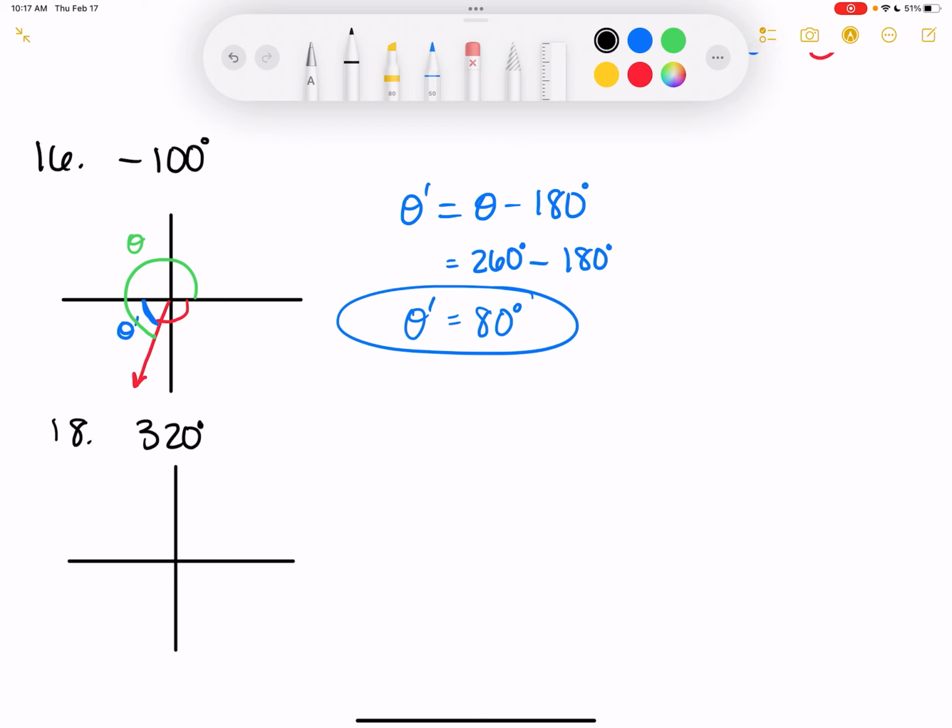All right, so 320 degrees. So I start here. Oh, wrong color. One second. Red. Try to keep this consistent with colors. So I start here and I go around. That's 90, 180, 270. So how much farther do I need to go? 50. Okay, so just ballpark. And then whatever it is for quadrant 4 is theta prime equals 360 minus theta.